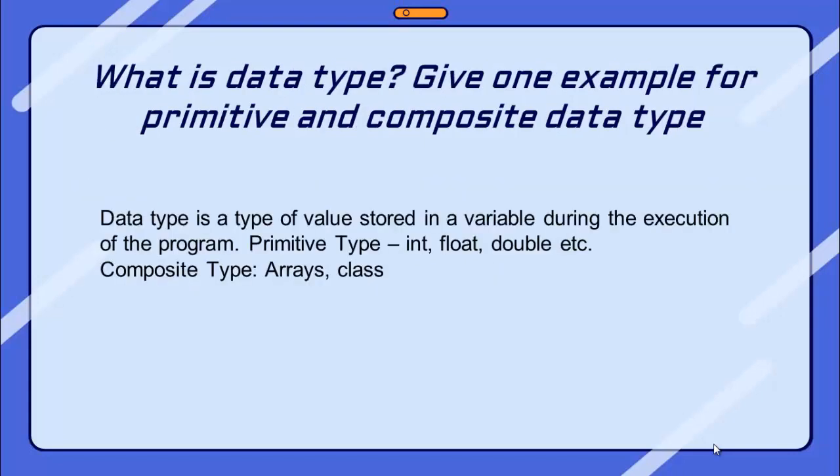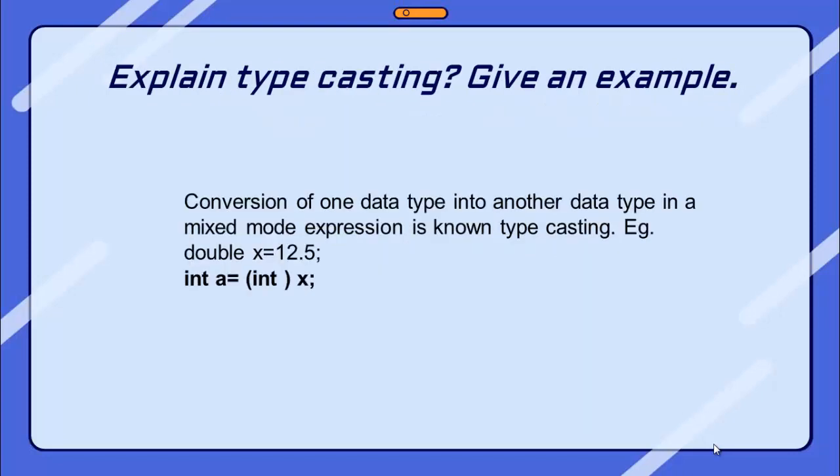What is data type? Give one example for primitive and composite data type. Data type is the type of value stored in a variable during the execution of the program. Primitive data types are int, float, double. Composite are array and class.